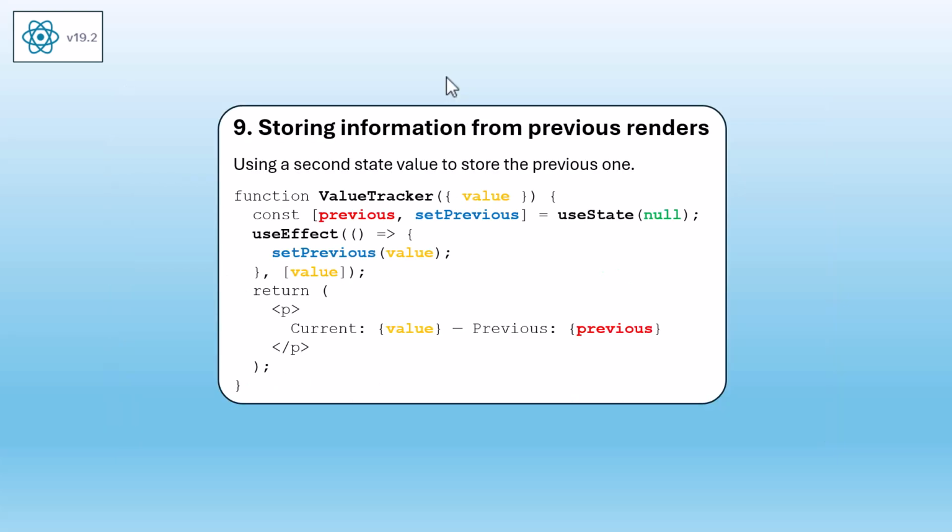9. Storing information from previous renders. A more advanced pattern: you might want to record what the state or props were on previous renders, for example to display what the previous value was, or to detect change direction. You can use state for that. When a new render happens you compare the previous value you stored to the current prop or state, update accordingly, and then render based on the comparison. It's a little more advanced and must be used carefully, for example to avoid infinite loops.